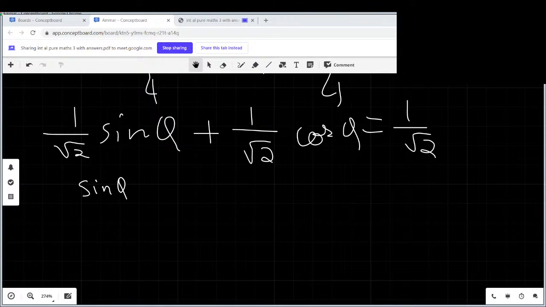So for example, if I take sine 30 plus cos 30, what do I get?